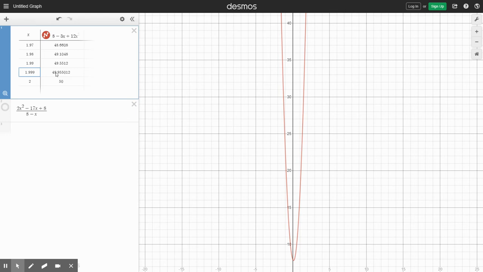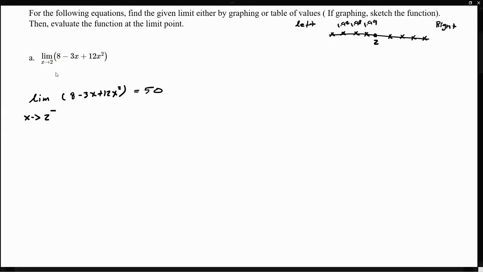Now, let's take a look at the behavior from the right-hand side. If this is 2, and I want to take a look at the behavior from the right-hand side, let me choose some points that are on the right-hand side of 2. What are some good points that we can choose? Well, perhaps we can choose the values 2.01, 2.02, 2.03. Notice that all I'm doing is choosing values that are getting closer and closer to 2. And let's look at the behavior of them.